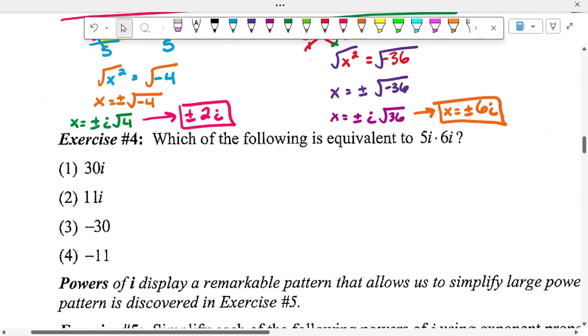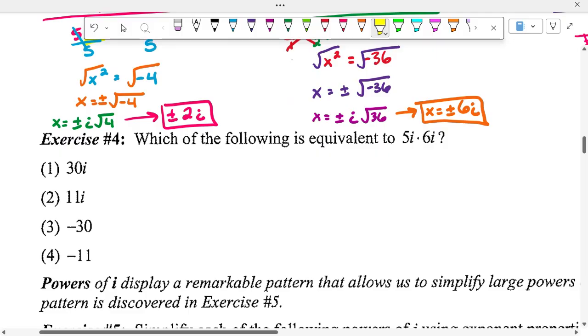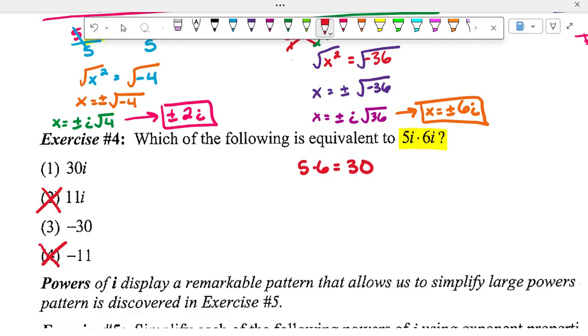Now, let's look at this next problem. Example 4 states, what is equivalent to 5i times 6i? First off, what's 5 times 6? 30. So that already eliminates this and this. So we handled that part. What we're left with is i times i. What's another way that I can write i times i? Negative 1. Why is it negative 1? So why is i times i negative 1?